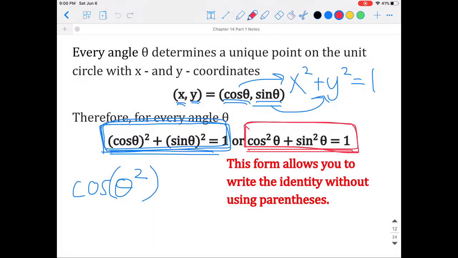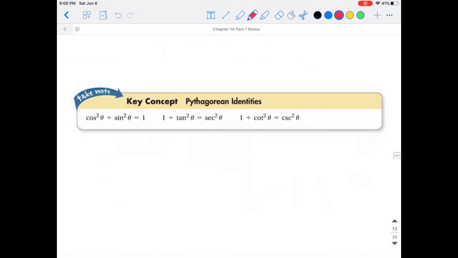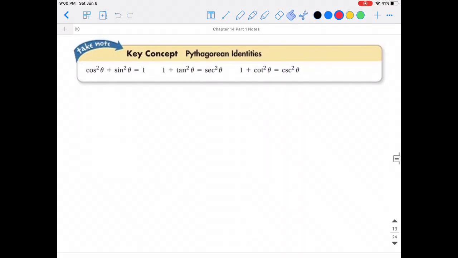So it is very important when you're writing this equation that you write the power in between your trig function and theta. That's how you have to write it. And this is actually one of our Pythagorean identities. Our other Pythagorean identities: we have cosine squared theta plus sine squared theta equals 1, 1 plus tangent squared theta equals secant squared theta, and 1 plus cotangent squared theta equals cosecant squared theta. These three Pythagorean identities, it's very important that you know. It's your responsibility to remember them.